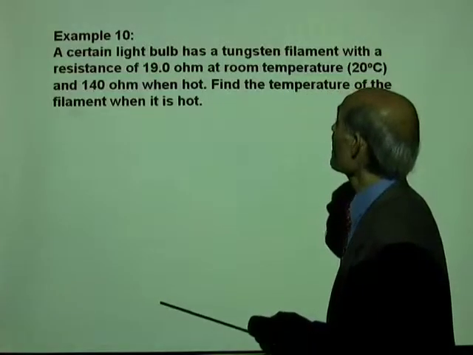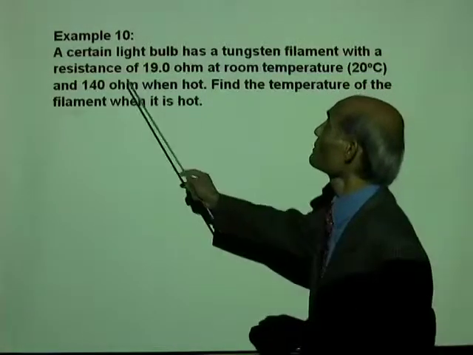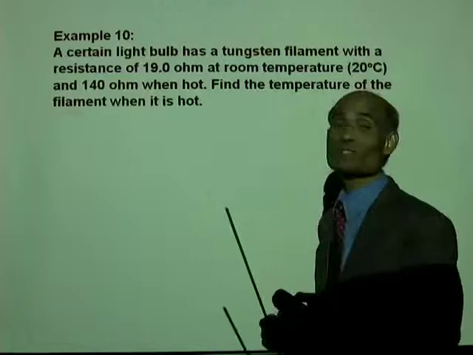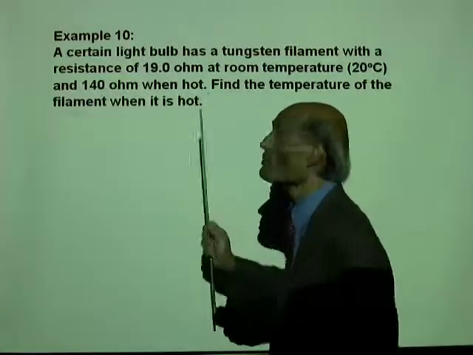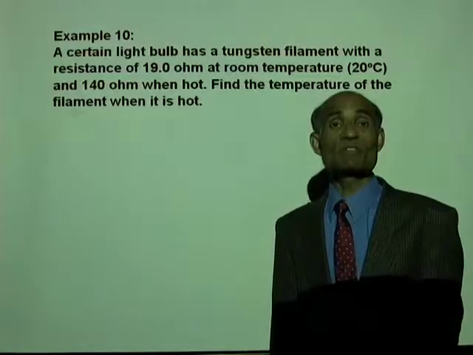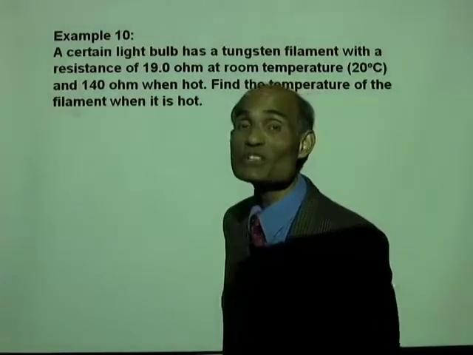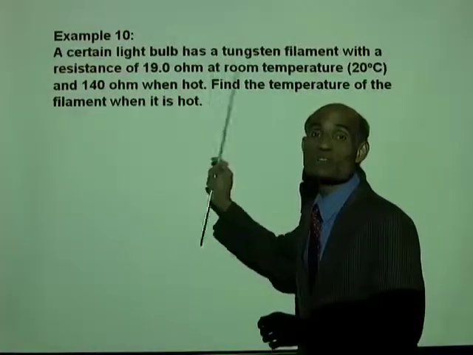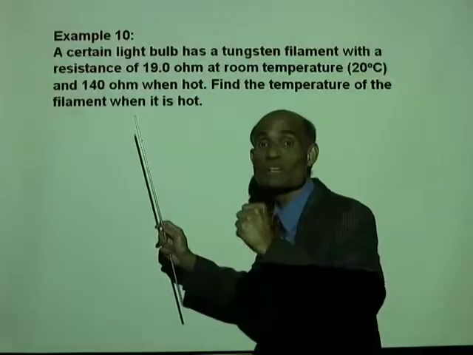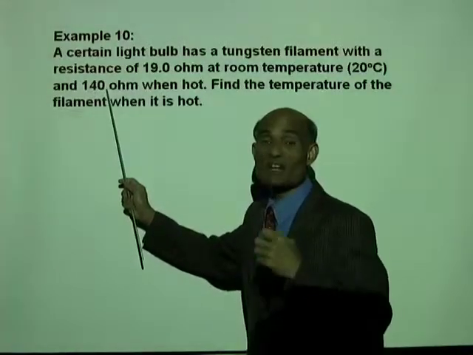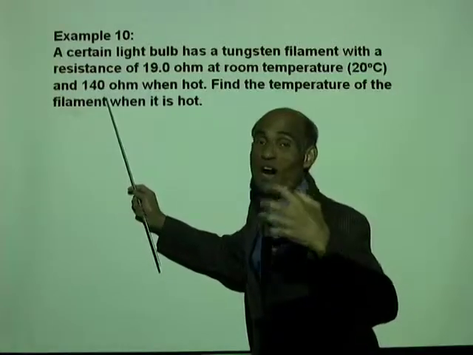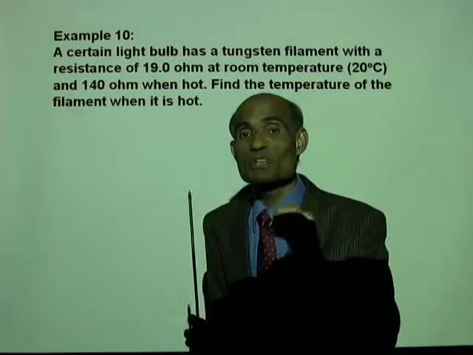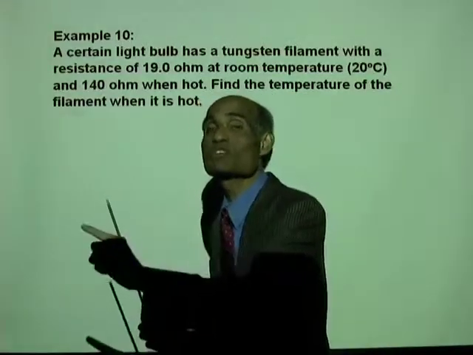A certain light bulb has a tungsten filament with a resistance of 19 ohm at room temperature, that is at 20 degrees Celsius, and 140 ohm when hot. Find the temperature of the filament when it is hot. In other words, this is the resistance at 20 degrees Celsius. That means that is R20. This is the resistance at a high temperature T. So this is RT. What is the relation between resistance at a particular temperature and resistance at 20 degrees Celsius?